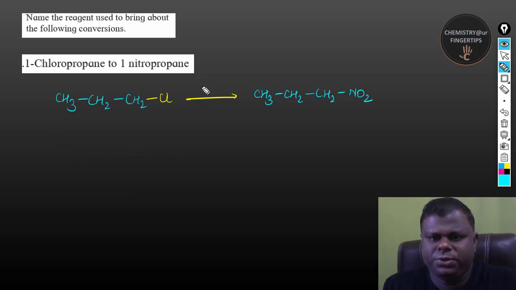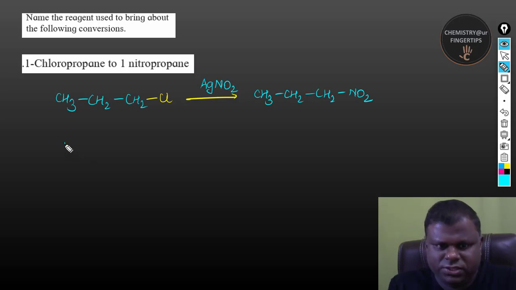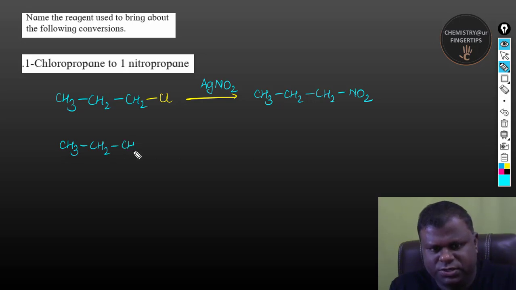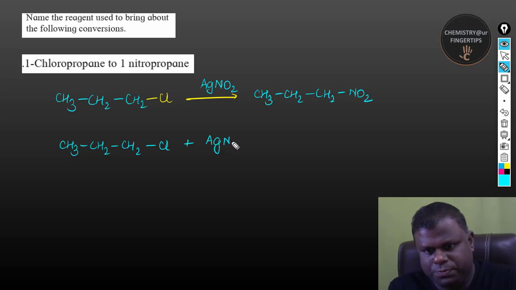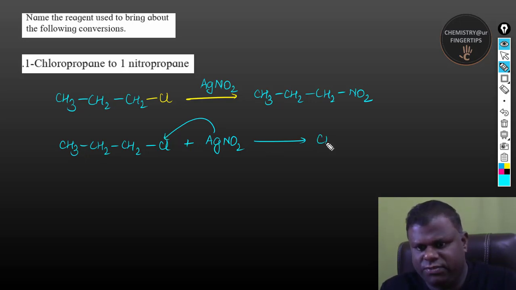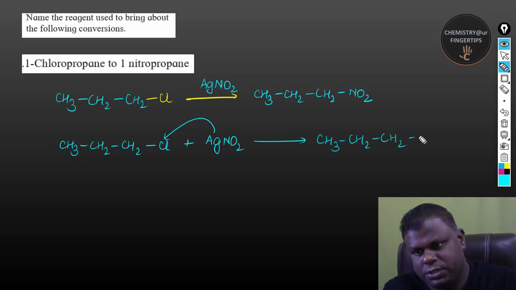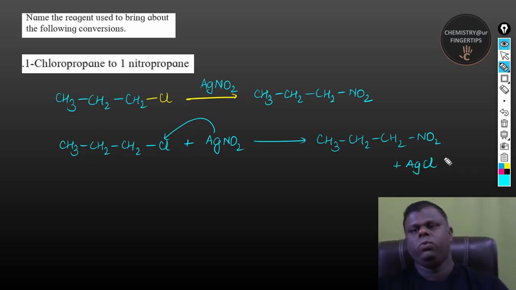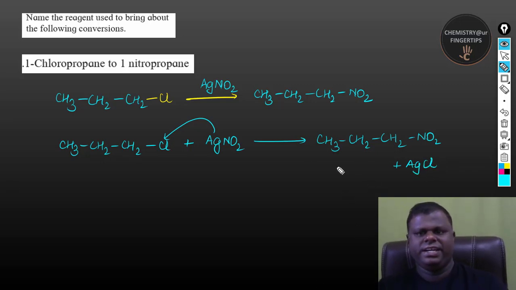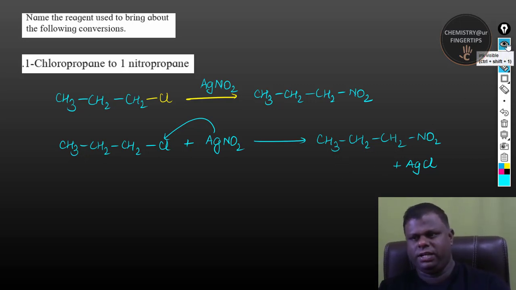What we are going to do over here is use silver nitrite, not nitrate. So you have CH3CH2CH2Cl, and on treatment with AgNO2, the Ag is going to go with the Cl, as a result of which you will get CH3CH2CH2NO2 plus AgCl. It's a simple way of doing this particular conversion, and very easy to understand as well.